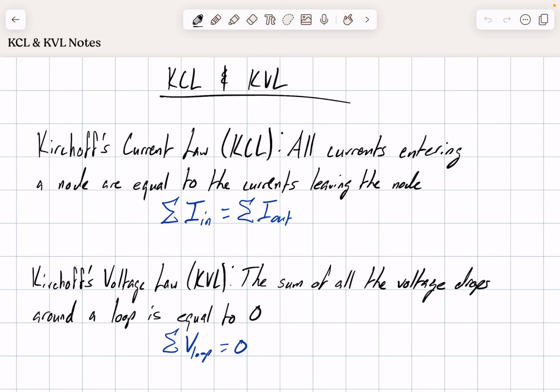In today's video, we will be going over Kirchhoff's current law and Kirchhoff's voltage law, or KCL and KVL for short. I already have the definitions written down here. KCL basically says all the currents entering a node are equal to the currents leaving the node. If you remember from my previous video, we talked about branches, nodes, and loops. These are what the laws are referring to at this point. So all the currents entering a node are equal to the currents leaving a node.